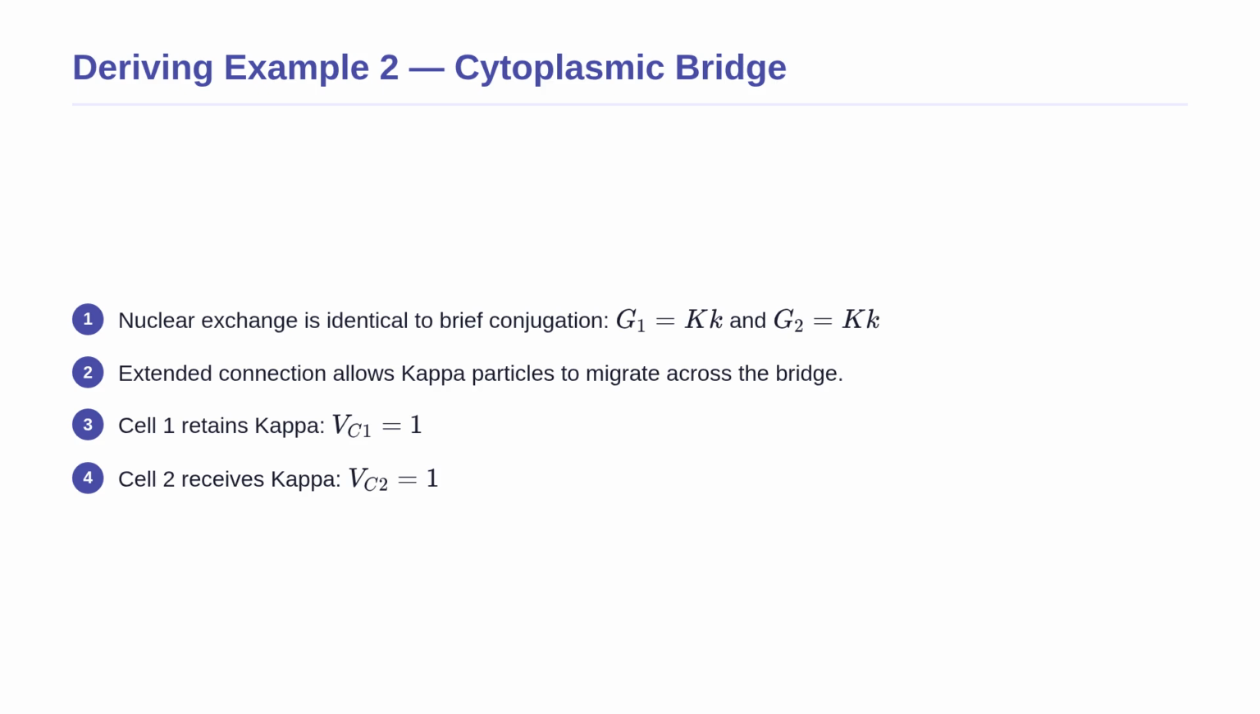Because the cells remained connected for an extended period, the kappa particles migrated across the cytoplasmic bridge into the previously empty cell. Now, the cytoplasmic state for both cells is 1, because both cells currently contain the infectious kappa particles actively swimming in their cytoplasm.